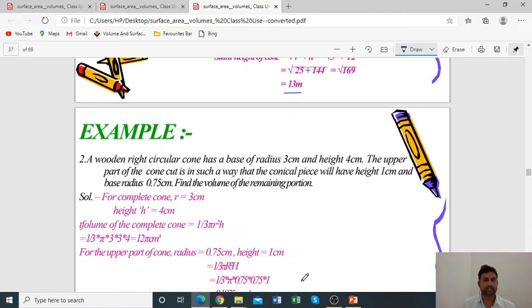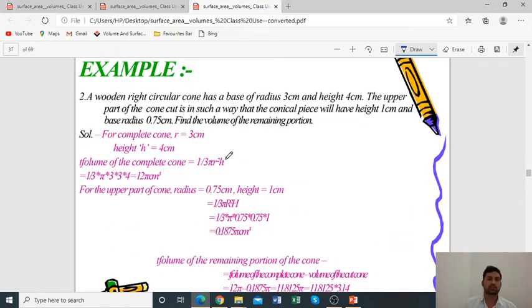Okay. Next example. A wooden right circular cone has base radius 3 centimeters and height 4 centimeters. The upper part of the cone is cut in such a way that the conical piece will have height 1 centimeter and base radius 0.75 centimeters. Find the volume of the remaining portion. Okay, very good question.